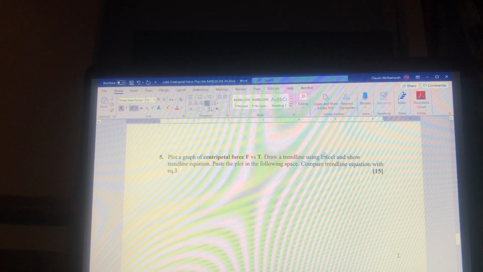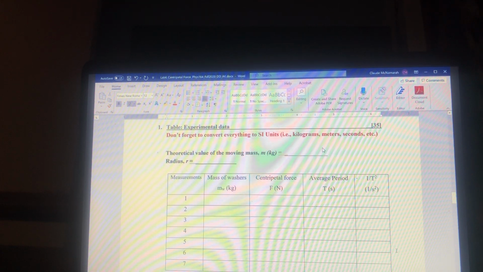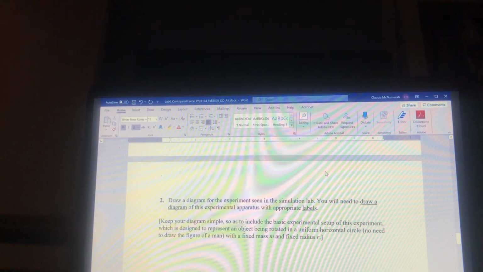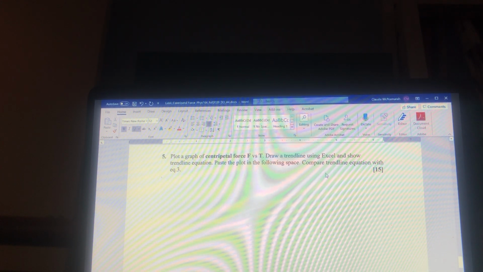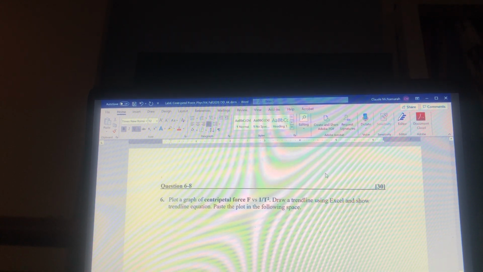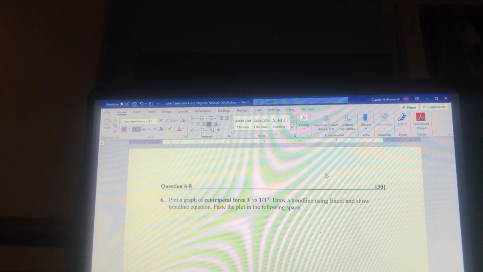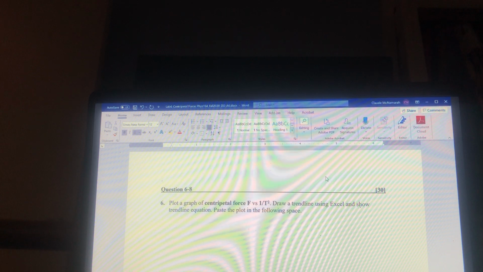Then plot a graph of centripetal force. So remember, you calculated centripetal force from the weight of the washers, and you calculated the period. So you want to draw a graph of force versus period, yes, and use Excel to find the trend line. This is not going to be a straight line. To repeat, this is not going to be a straight line. Then you plot a graph of centripetal force versus 1 over T squared, and draw the trend line using Excel, show the trend line equation, and paste the plot in the following space.